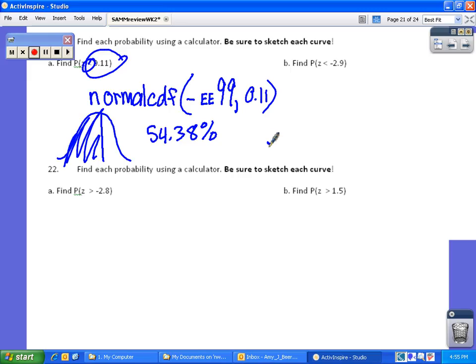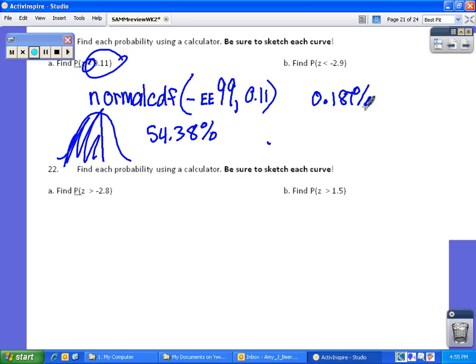Next, they want the probability that z is less than negative 2.9. That's going to be very tiny. Normal CDF, negative EE99, comma, negative 2.9, and I get 0.187%.